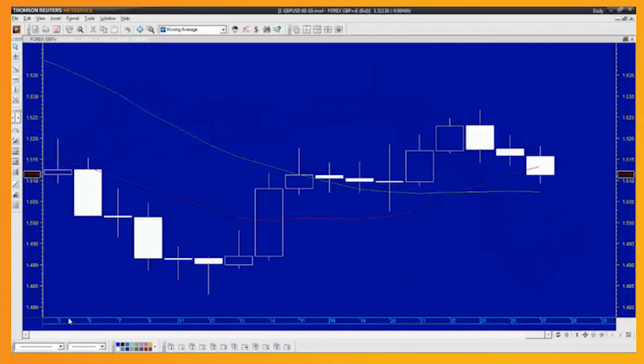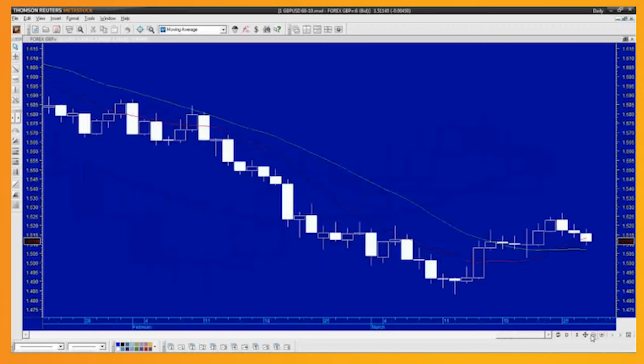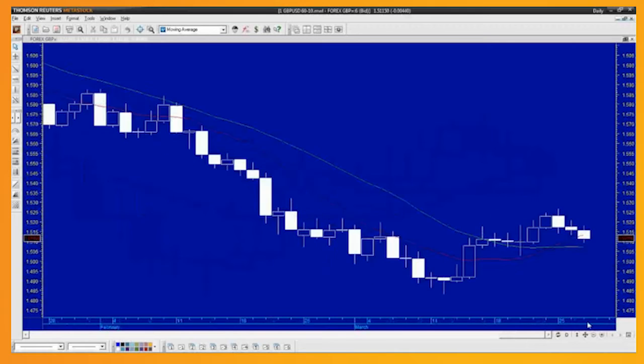So that means if you go a little bit more, if you play with the plus and minus, then MetaStock automatically throws the weeks. So 1, 2, 3, 4 weeks. As you can see here, still we cannot say that we have any kind of trend.